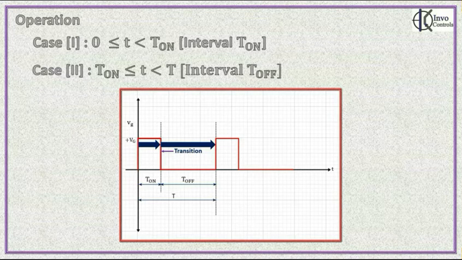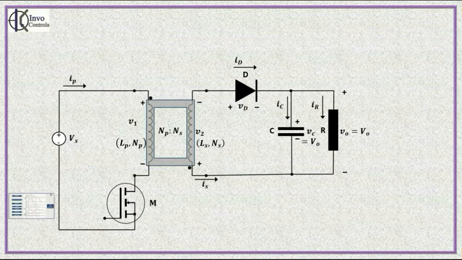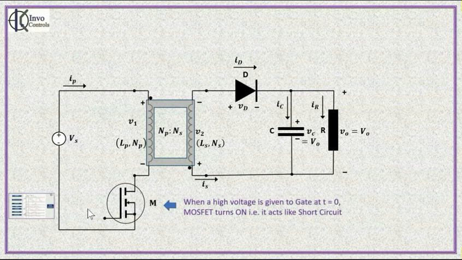As you can see on your screen, this interval is clearly indicated. Now we will discuss the operation in each of these intervals one after another. So let's get into it. The first case of operation is the T-on interval. Observe the circuit on your screen very carefully. When a high voltage is given to the gate at t equal to 0, the MOSFET turns on.